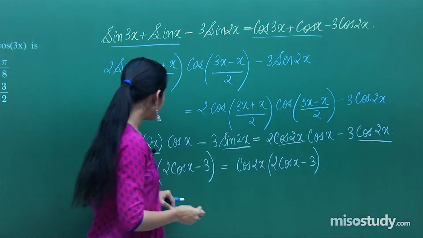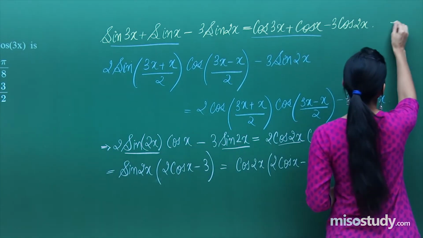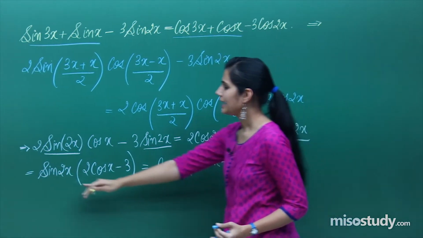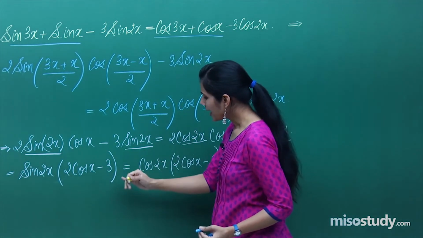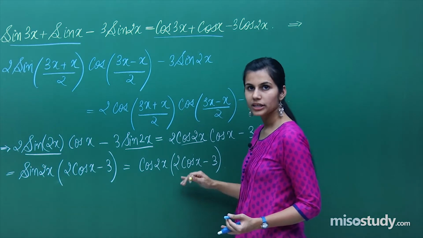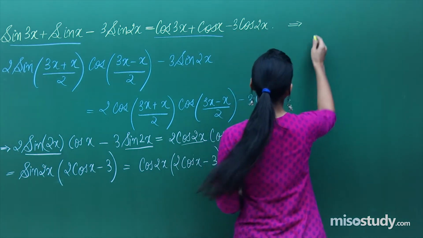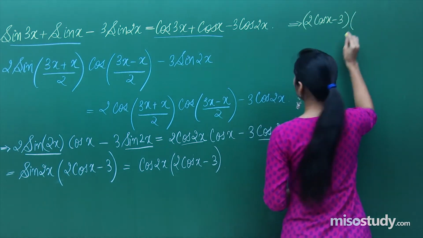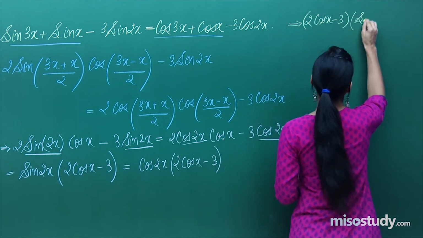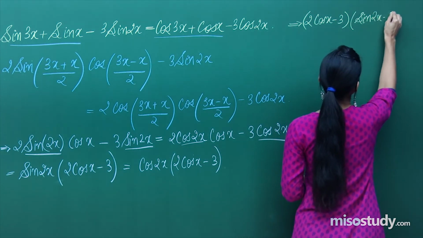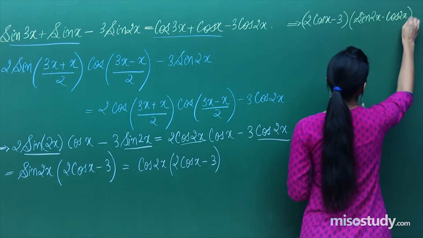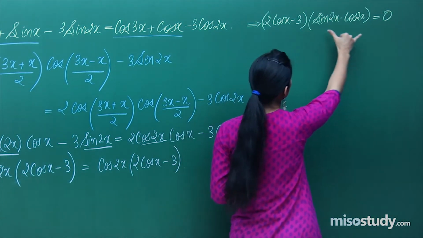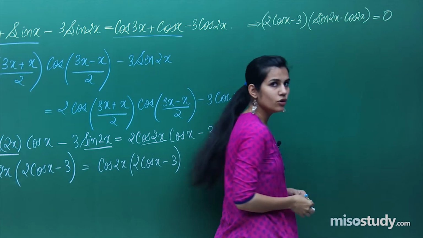Fine, just take every expression, bring every expression on the left hand side. What you get is sine 2x into 2 cos x minus 3 minus cos 2x into 2 cos x minus 3. 2 cos x minus 3 is going to come out common. And what you get is sine 2x minus cos 2x equals 0. Product of two things is 0 provided either this is 0 or this is 0.